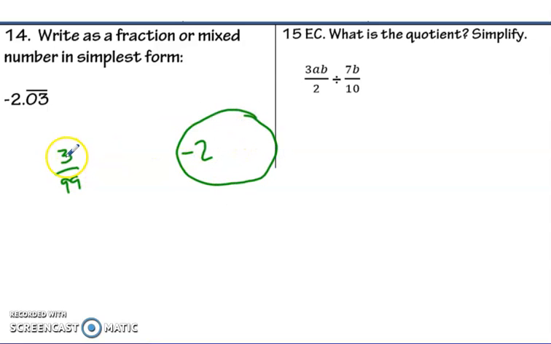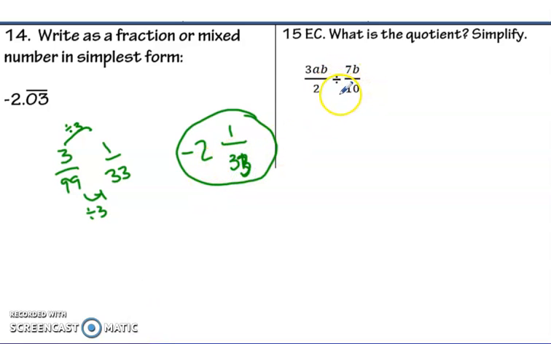Okay, and I've got to just reduce this. Okay, because I'm supposed to write this as a mixed number. And I can divide this one by 3. Divide this one by 3. And I'm going to get 33 on the bottom and 1 on the top. There we go. Ooh, what happened there? That's a 3.